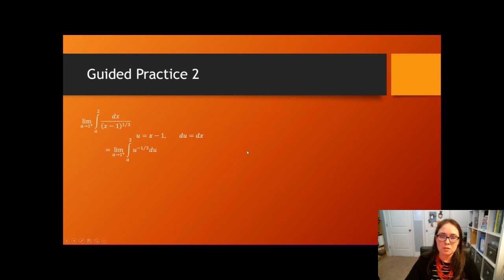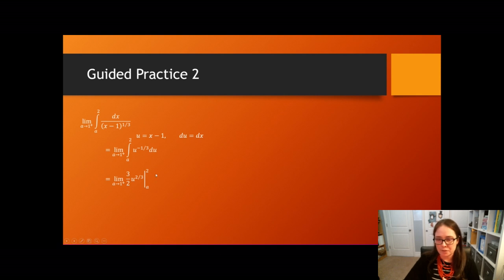Doing that substitution, I've got my limit still hanging out front. And I rewrote this using a negative exponent. Just easier for me to do the power rule that way. So u to the negative 1/3 is what I'm integrating. So I add 1 to the exponent, which is going to give me 2/3, and then divide by that new exponent. So divided by 2/3 or times 3/2.